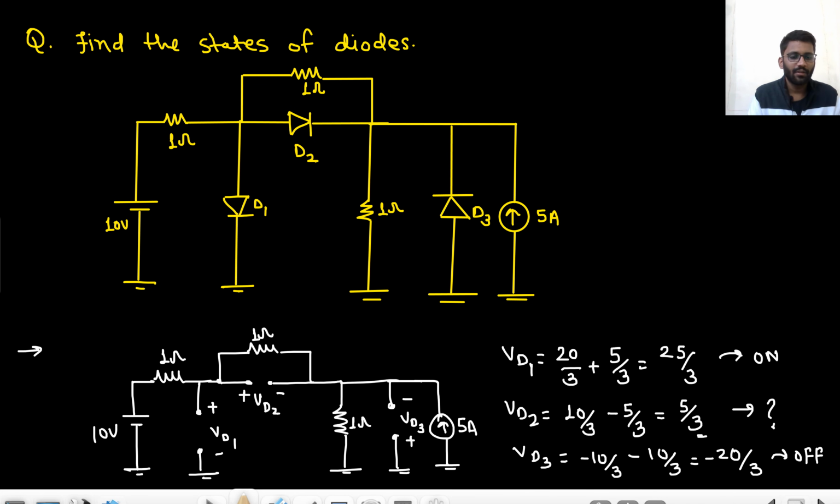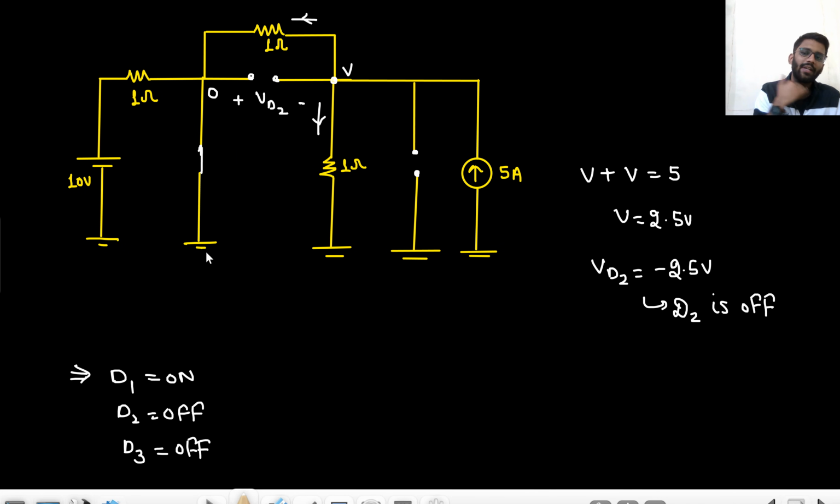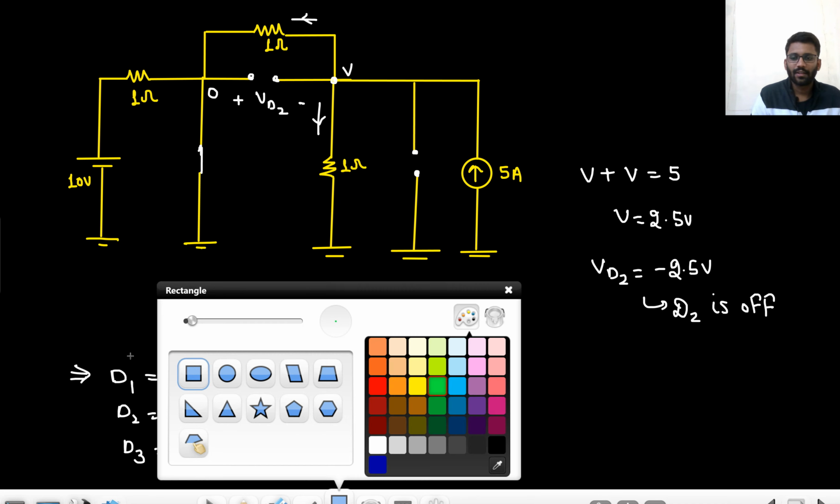Now the thing is about D2. So we made this circuit, we got to know that we are having 0 voltage here and 2.5 voltage here. Okay, and because of this 2.5 voltage, VD2 is minus 2.5, that means diode D2 is off. So this is the final answer.